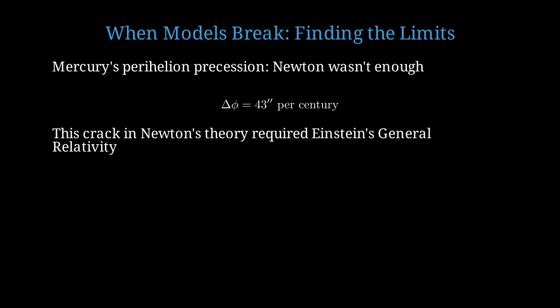It required a completely new theory, Einstein's general relativity, which accounts for the curvature of space-time near massive objects. General relativity predicts delta phi equals 6 pi G M over c squared a times the quantity 1 minus e squared, which exactly matches the observed precession.